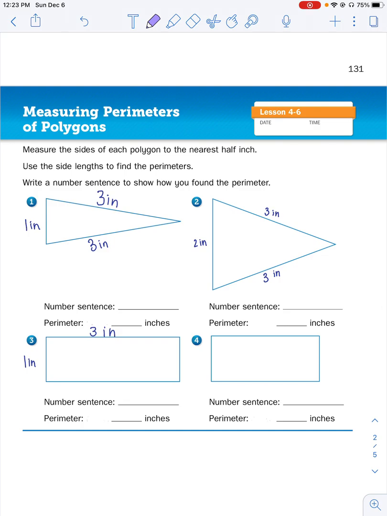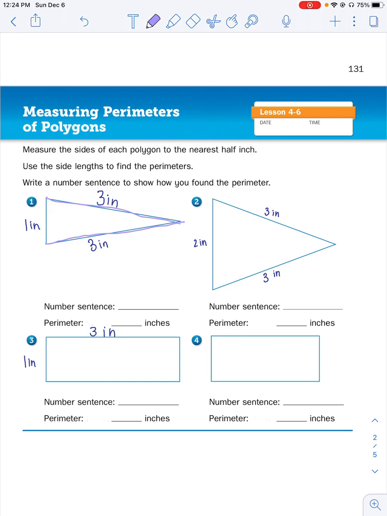Let's look at these. These were a little bit more difficult because I couldn't tell if these sides right here were the same length until I measured them. So you can't always assume that they're going to be the same until you test it out yourself. Okay, so they ended up being the same, but you can't always assume that.